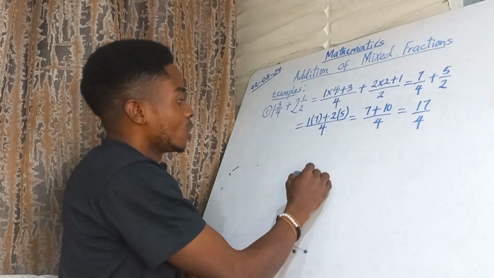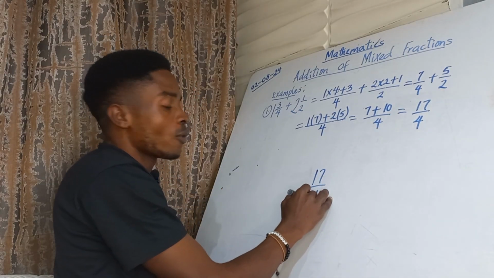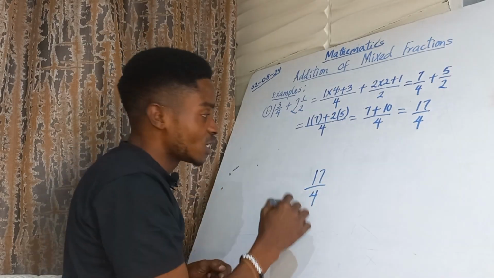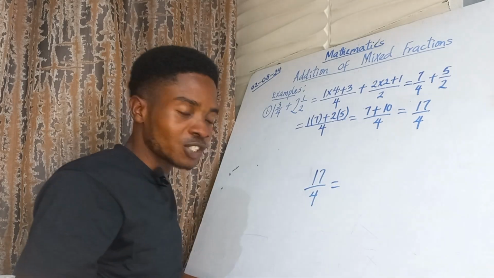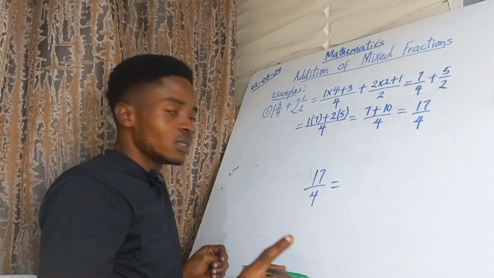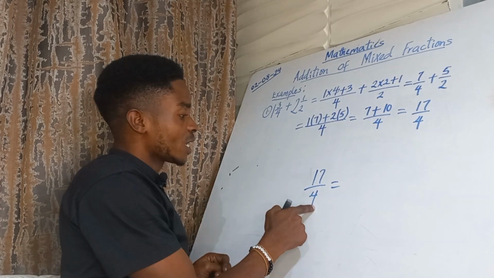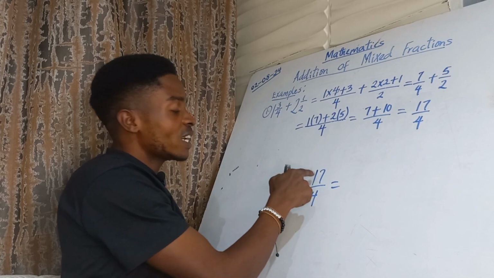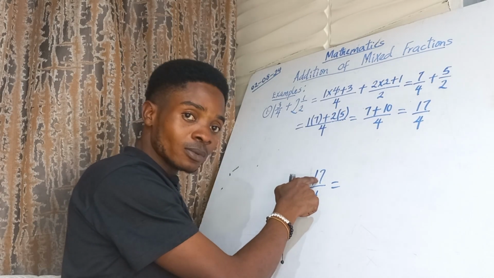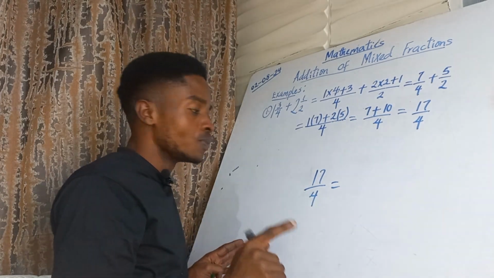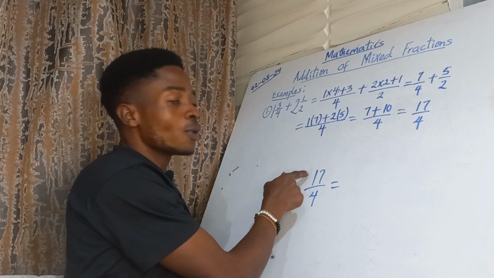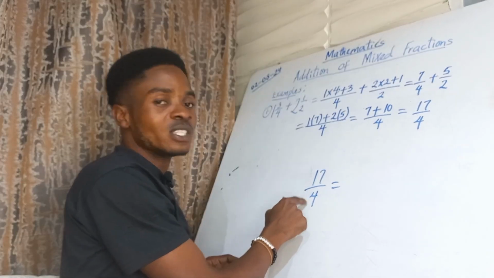So now that we have 17 over 4, follow me please. Now that we have 17 over 4, how do you change it to a mixed fraction? Okay, this is it. Check. Can 4 divide 17? It's impossible, right? So what do we do? What is the nearest number to 17 that 4 will divide?